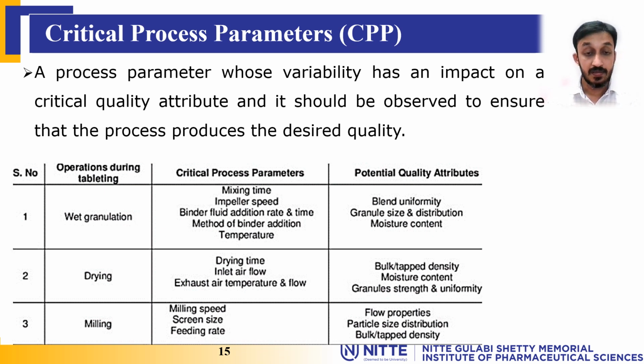Milling. In milling, the milling speed, screen size, and feed rate are important, or they are critical. Why? Because milling speed affects the flow properties, screen size affects the particle size distribution, feeding rate again affects the bulk and tap density of the output material. So hence, if you look into each and every process, you will find certain parameters which are very critical to the quality of the final product, and they will be identified, picked up, and classified as critical process parameters, and these will be listed by the formulation scientists.